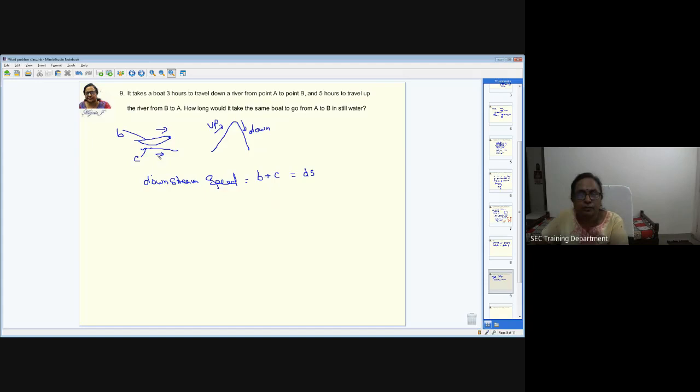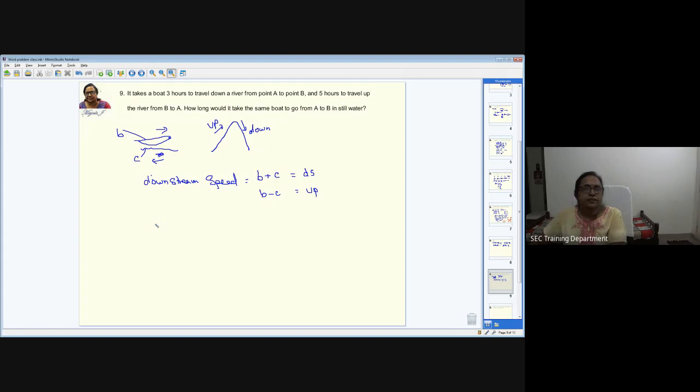Similarly, when you go for up, when I say up, that means this direction changes to this way. So you can see that it is against the current flow, so therefore the speed reduces. So upstream speed, we call that as the upstream speed, which is nothing but B minus C. Normally we consider boat speed is greater compared to the current speed. Okay, these are the two formulae we have.